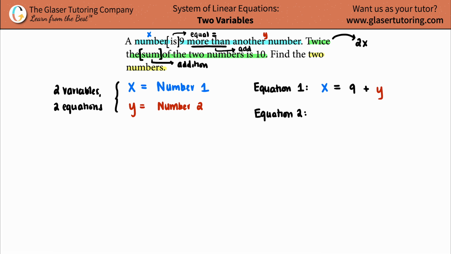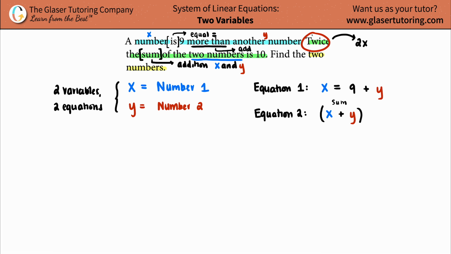So twice the sum of those two numbers. The sum, we're going to be adding those two numbers, so that's X and Y. So let's start that off. So we have X plus Y, that's the sum. And we know that twice the sum, so we know that we have to take that sum. This is the sum.